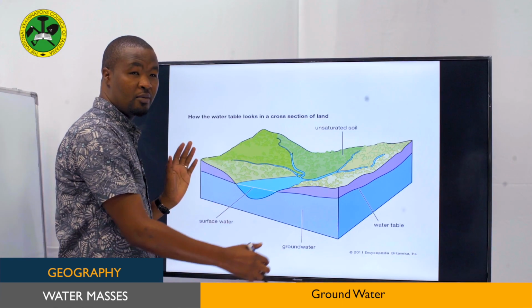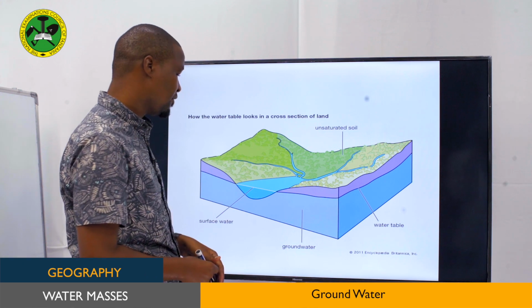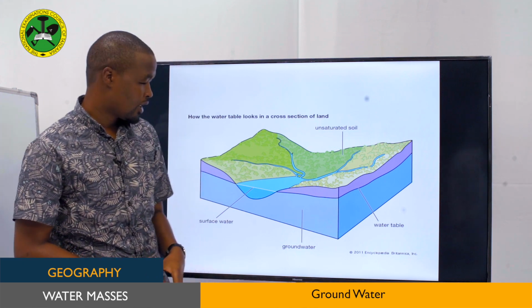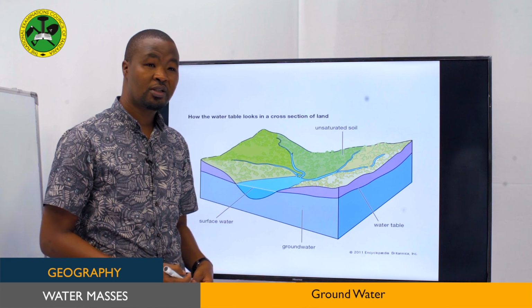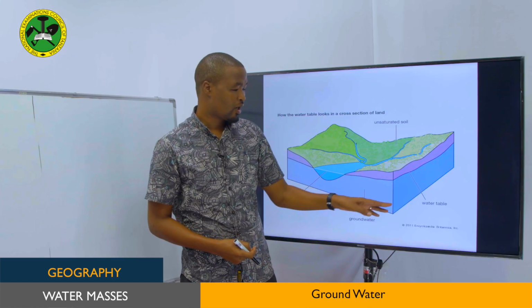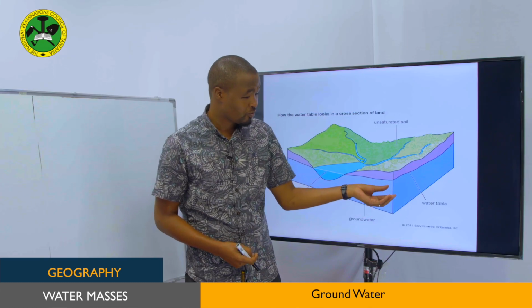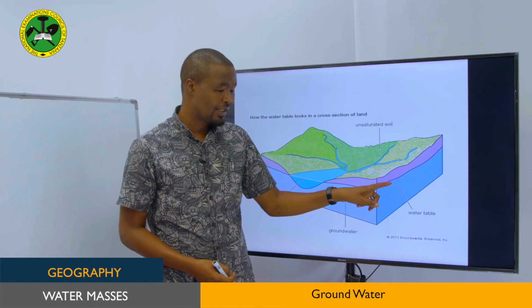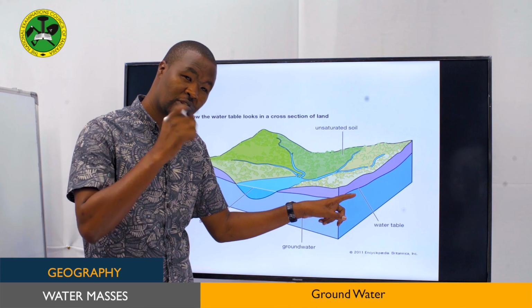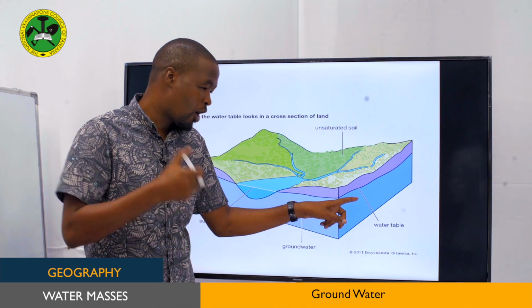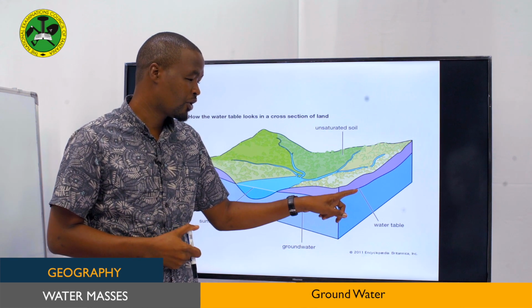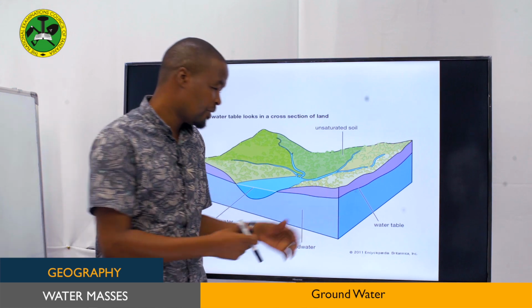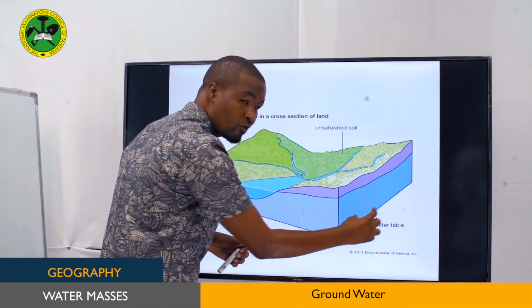Let's see a simple diagram explaining some features of underground water. As I explained earlier, we have what we call the water table. As you can see in this diagram, we have assumed this is our aquifer. Right now it contains some amount of water. The upper level of water inside the ground, this level right here, we call the water table. It means water has saturated the rock from below.